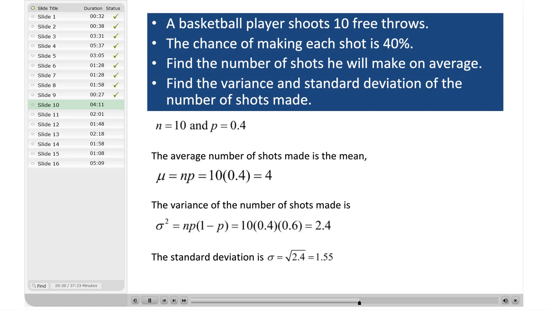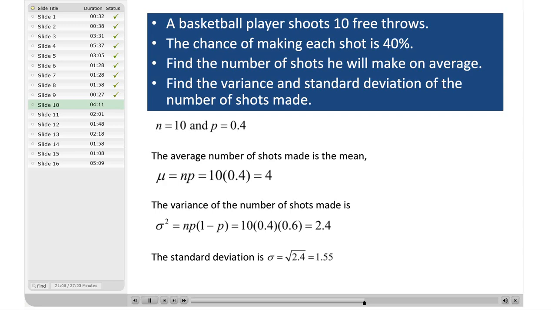The second question asked in this problem is to find the variance and standard deviation of the number of shots made. As before, once we get the variance, we can easily find the standard deviation by just taking the square root. So let's just focus on finding the variance. The formula for that is sigma squared equals np times 1 minus p, which is 10 times 0.4 times 0.6, which is 2.4. So the variance of the number of shots made is 2.4. Once we find the variance, we want to find the standard deviation, which is the square root of 2.4, and that's 1.55.